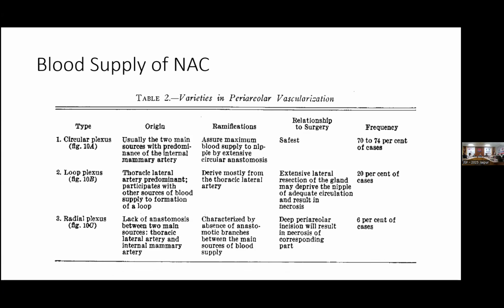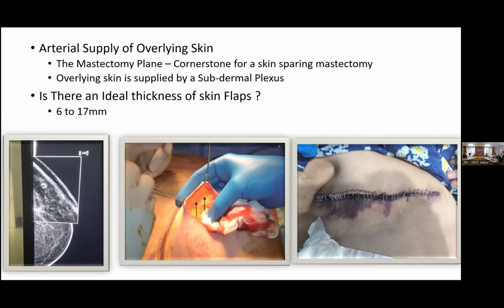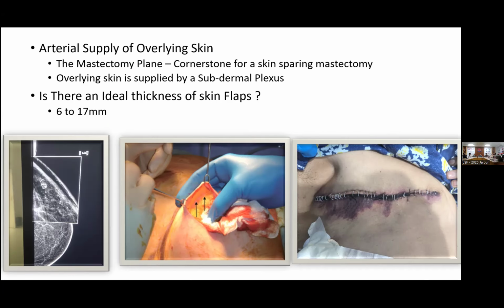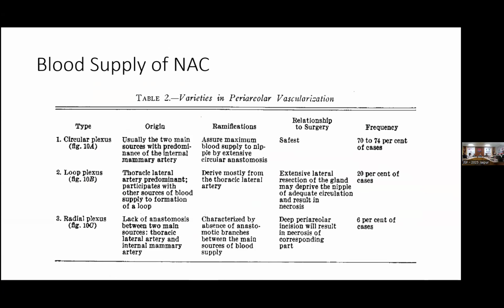Now the blood supply of the NAC, as described in the previous paper by Malinac. He described that the NAC is supplied by the circular plexus, loop plexus, and the radial plexus. These are the anastomoses between the lateral thoracic artery and the internal mammary artery branches. Maximum supply to the NAC comes from the second and third perforating branches of the internal mammary artery, and least from the one in which there is no anastomosis at all.